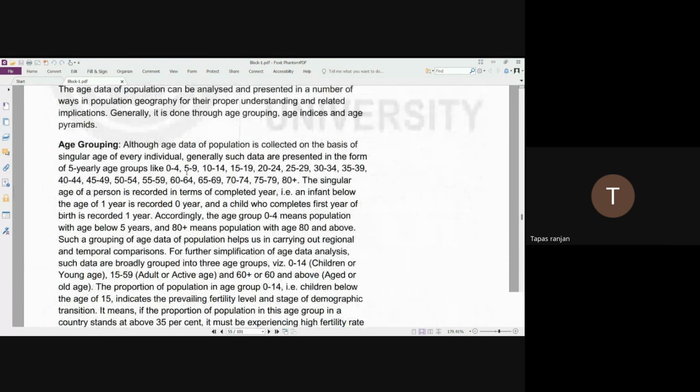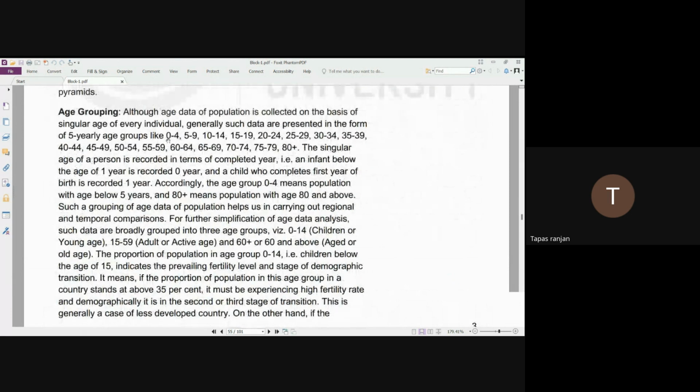See here, you have age grouping. Within age grouping you have 0 to 14 years, which are considered as children, known as your young age. Then 15 to 59, those are considered as adult or active age. Then 60 plus are considered as aged or old age population.